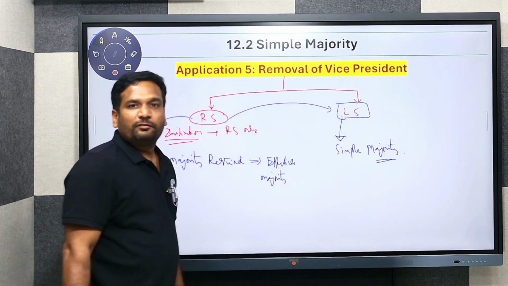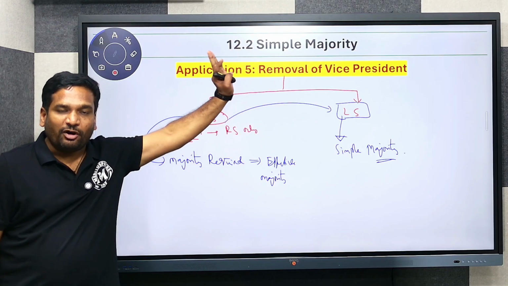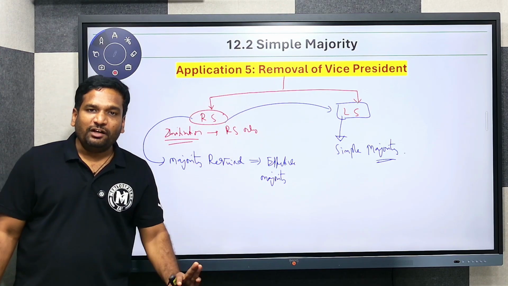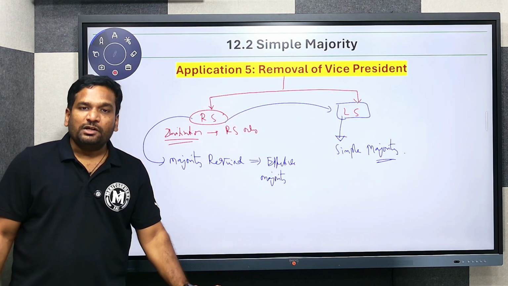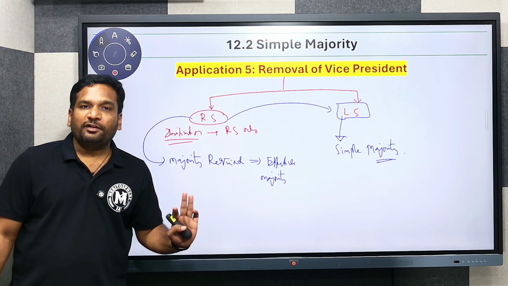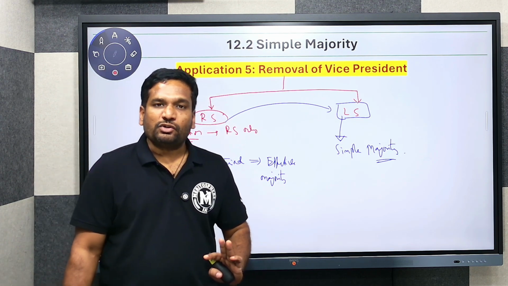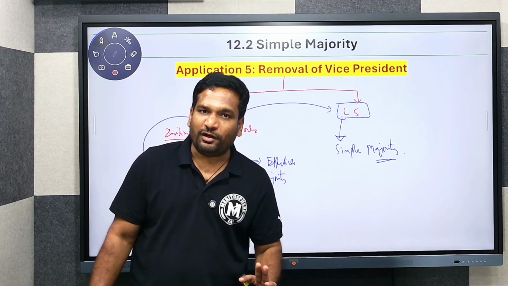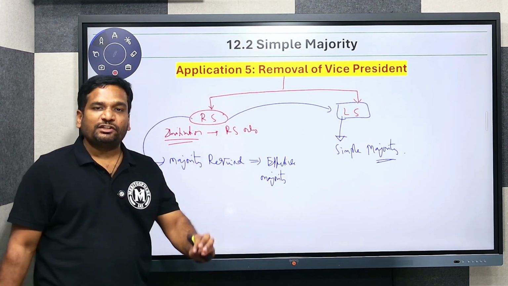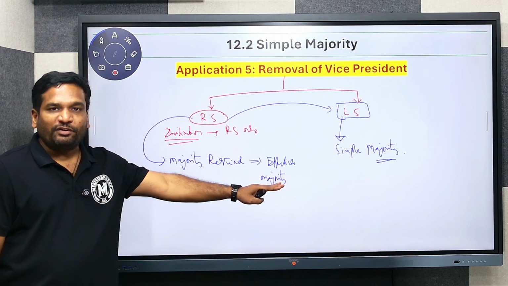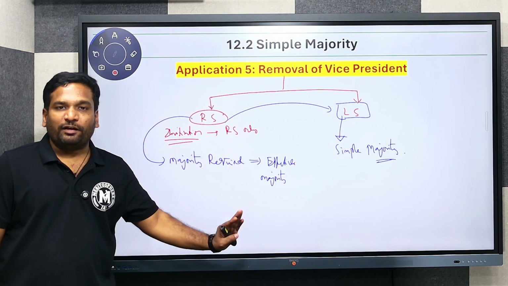Got my point? So we have included application 5, removal of vice president under simple majority, because whenever there is a resolution for the removal of the vice president, it has to be put forth only in Rajya Sabha, because the vice president of India is the ex officio chairman of Rajya Sabha. So his removal process must be initiated in the Rajya Sabha only. For example, if such a resolution was moved in Rajya Sabha and approved with effective majority, so in the Rajya Sabha, effective majority is required.